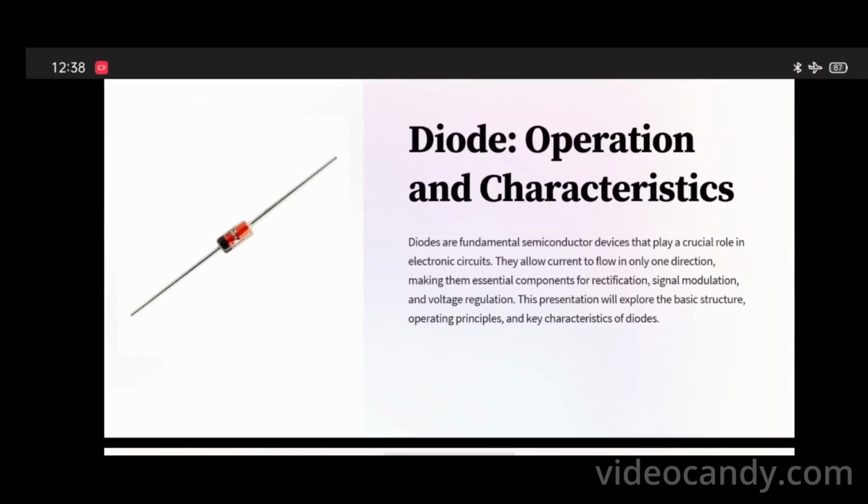Diodes are fundamental semiconductor devices that play a crucial role in electronic circuits. They allow current to flow in only one direction, making them essential components for rectification, signal modulation and voltage regulation. This presentation will explore the basic structure, operating principles and key characteristics of diodes.